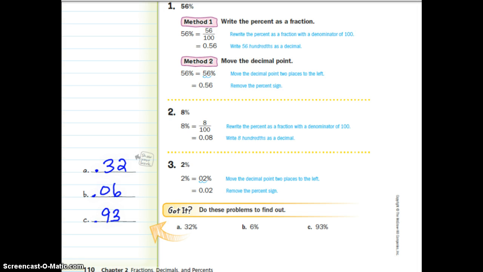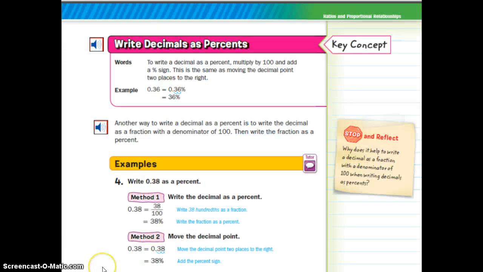Do your answers match mine? A is 0.32, B is 0.06, and C is 0.93. And again, we read them 32 hundredths, 6 hundredths, and 93 hundredths. Let's move on. So now we're writing decimals as percents. And again, if you remember, last time we moved to the left, so this time we're going to move to the right. So decimal to percent, 2 to the right.